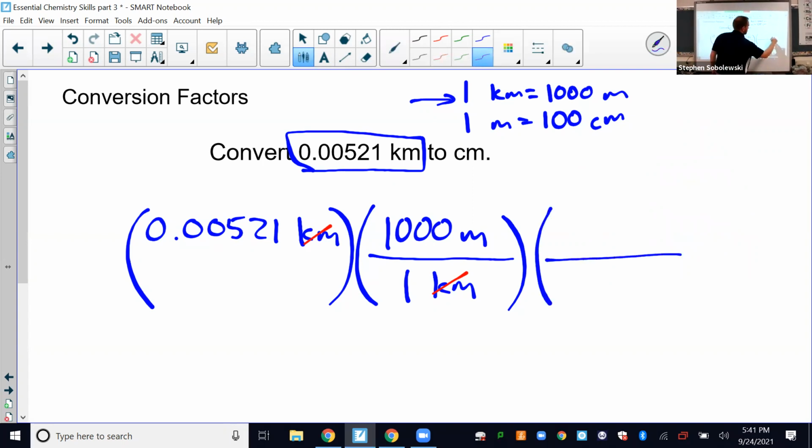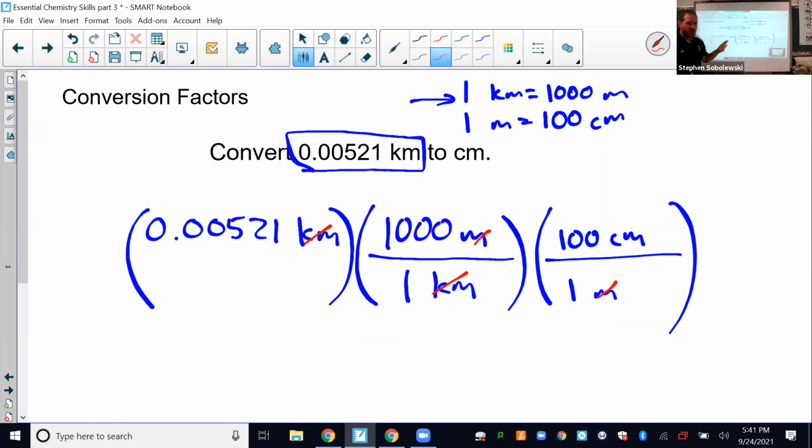Let's do one more conversion factor. We have 1 meter equals 100 centimeters. Our 2 options are 100 centimeters over 1 meter or 1 meter over 100 centimeters. Remember, to cancel a unit out, you need it to be on the top of one and on the bottom of the other. So we're going to put our 1 meter on the bottom and our 100 centimeters on top. We're going to cancel the meter and the meter.